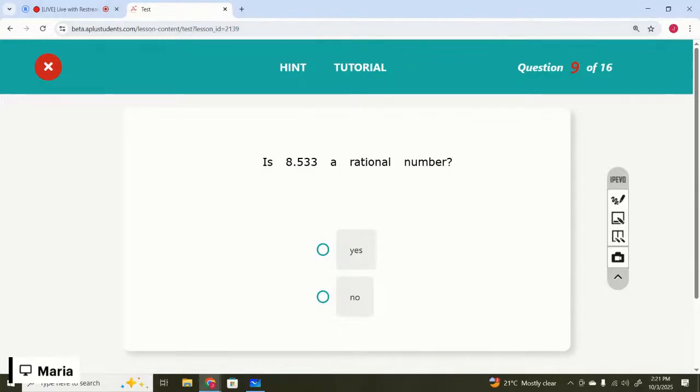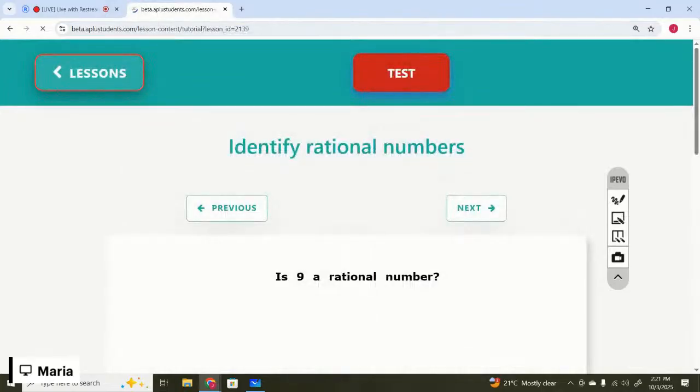Is 8.533 a rational number? Yes, it is a rational number. Okay, you can complete the lesson by yourself later today. Let me just move on to the next lesson.